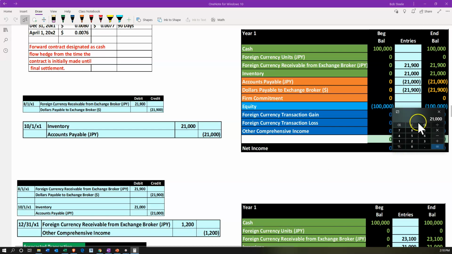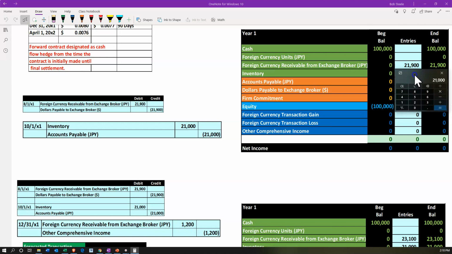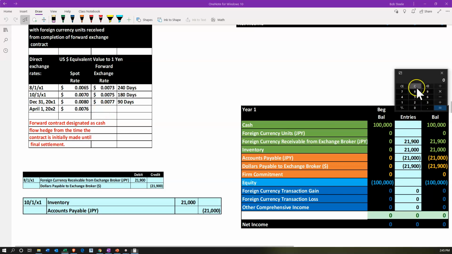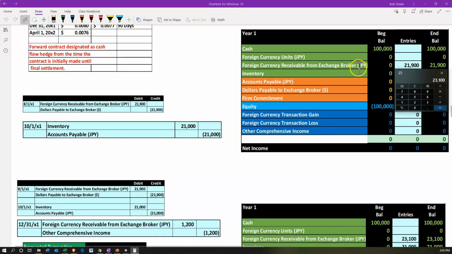So I'm going to go back up and we'll start with the receivable. The receivable was at $21,900. That's what we put it on the books for. And now we're going to adjust it to December 31st. So we're going to go up top and look at our rates here. We have the 3 million times the 12/31 rate, which is 0.0077. That's going to give us our 23.1. We currently have on there the 21.9, so minus the 21.9. That's going to give us the $1,200 difference. That's going to result in a gain.